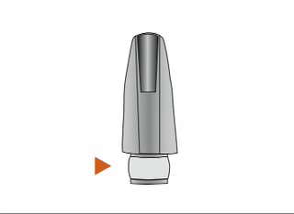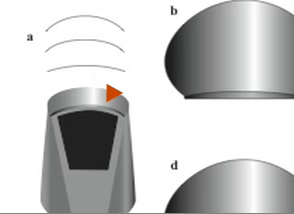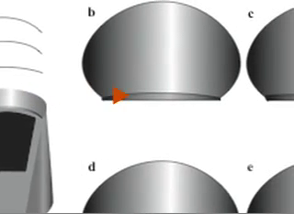Outside of the mouthpiece, we have the tenon, the barrel or body of the mouthpiece, the beak slope, the beak contour, and the mouthpiece tip, or tip thickness, which is distinguished from the mouthpiece tip rail.